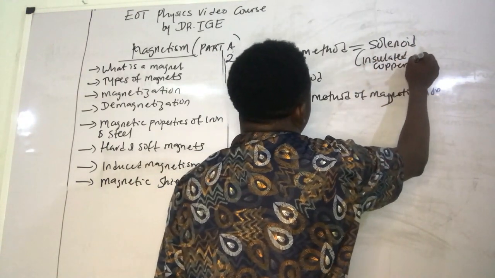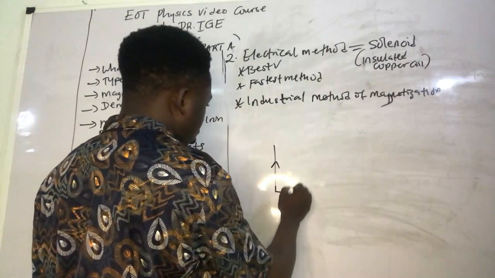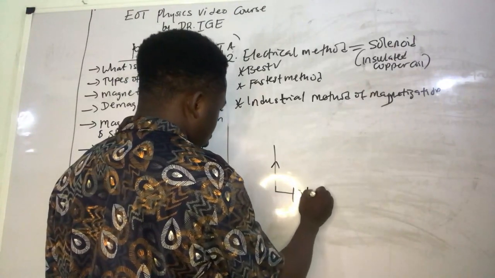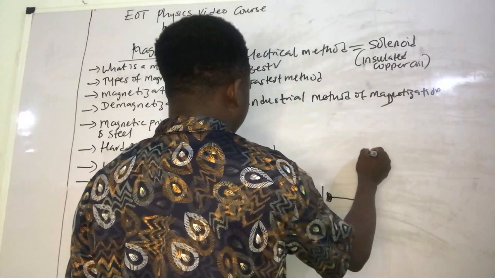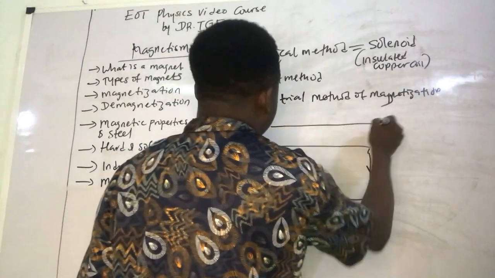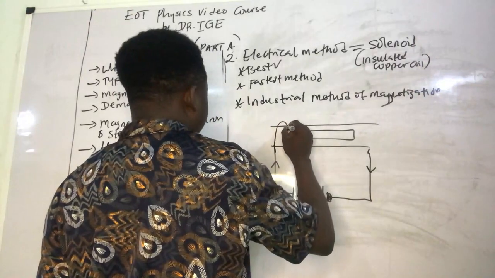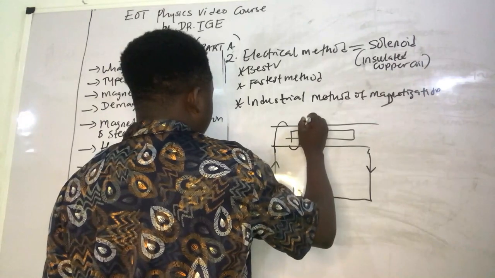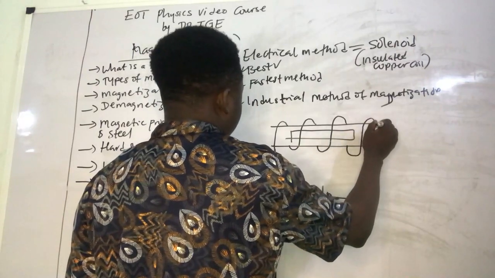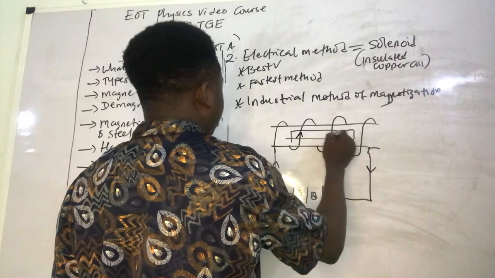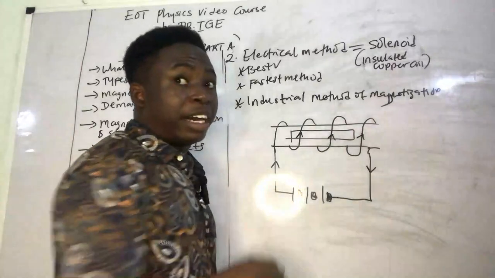Okay, let me try to sketch it out. Let's say we have something like this, and coming down, something like this. Put a steel bar inside. Sorry, I don't know why I'm calling it a steel magnet. And we have something like insulated wire, right? Just like that. This is the direction. So this is just a sketch of what a solenoid looks like. This bar inside is the steel bar that you want to magnetize.